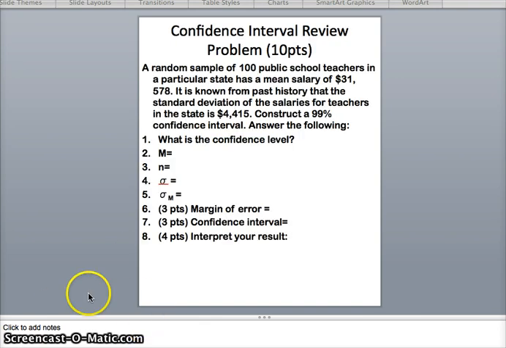Here's a little 10-point extra credit problem. Calculate the confidence interval. Send me the answers. You've got to get all of them correct.